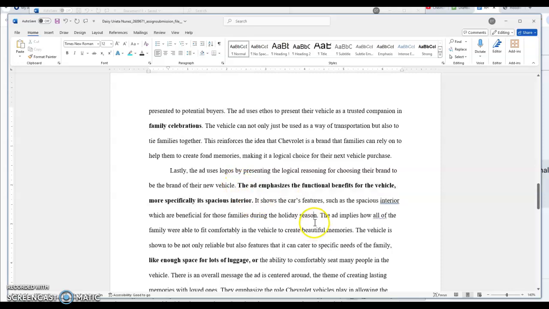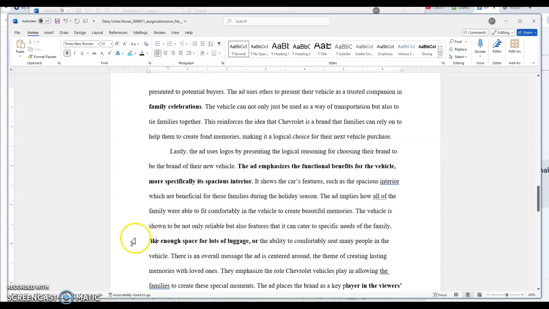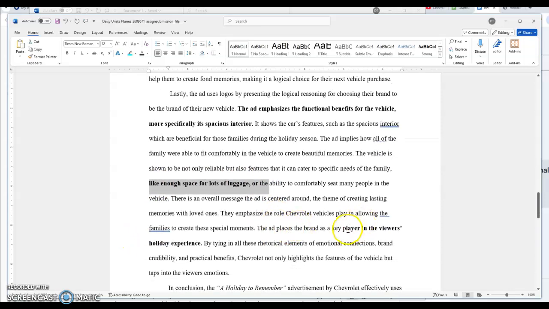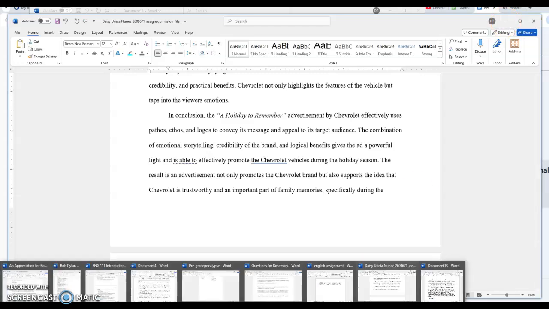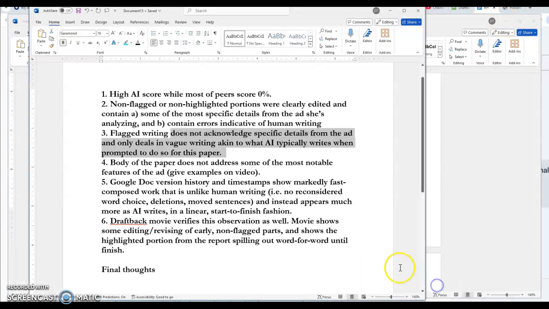Here she says the ad emphasizes the functional benefits for the vehicle. That just doesn't happen. It is not in the ad. More specifically, its spacious interior. No, it is not in the ad. This isn't emphasized in the ad. So, in other words, back to my list here.